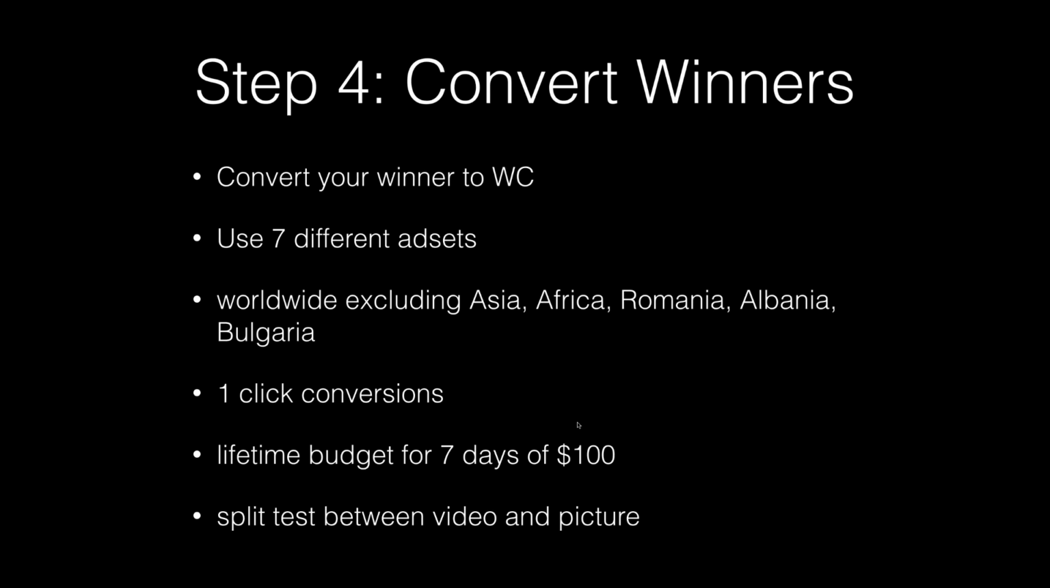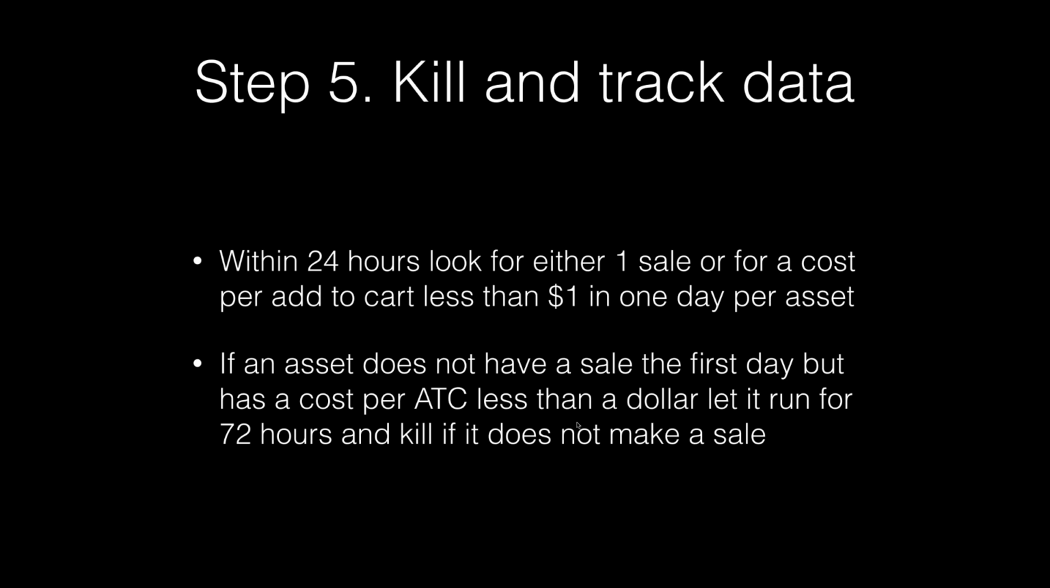So this is when you're focusing on, okay, how can I make this product better? How can I make my cost per purchase cheaper? Because you can get sales, but if your cost per purchase is still high, or your average order value is too low compared to your cost per purchase, you're not really doing anything, if anything, more so losing money. And so you want to convert your winners by using this method right here. That's seven ad sets for 7 days at $100 lifetime budget.